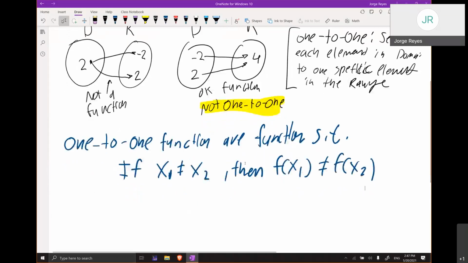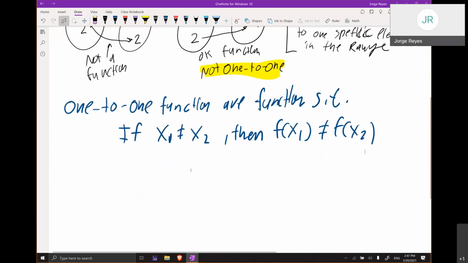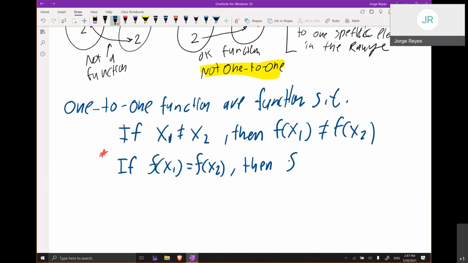Now, so that's one way to say it, and then here's the other way to say it, and I think most people like using this way more. So this says if you have the same output, okay, then your input needs to have also been the same, okay?